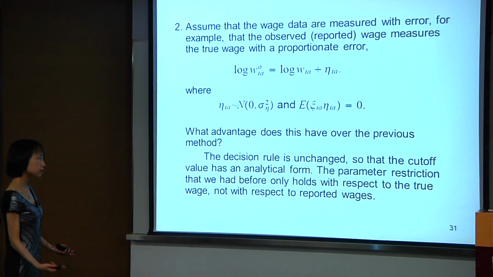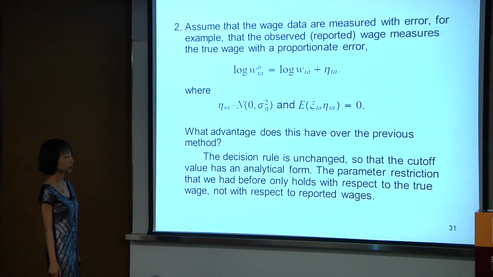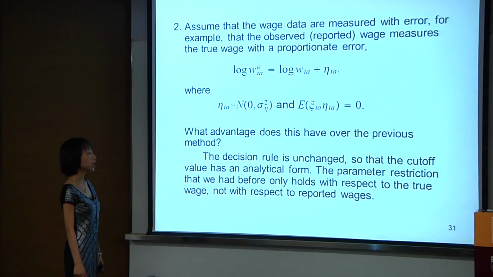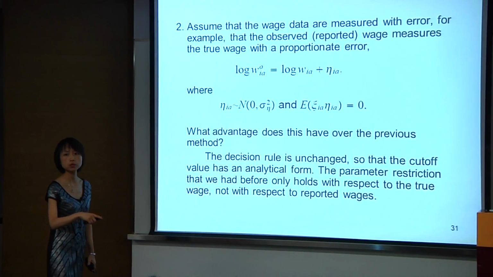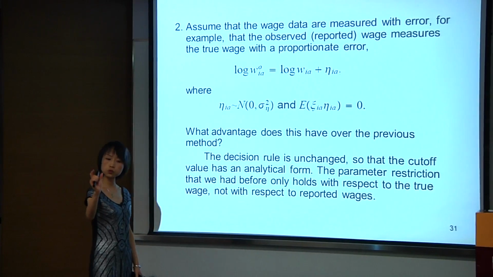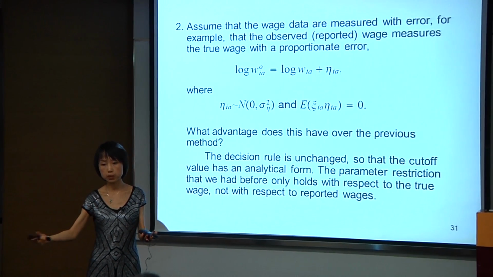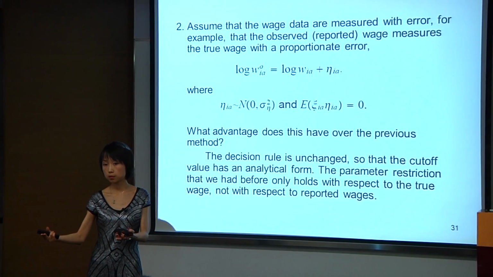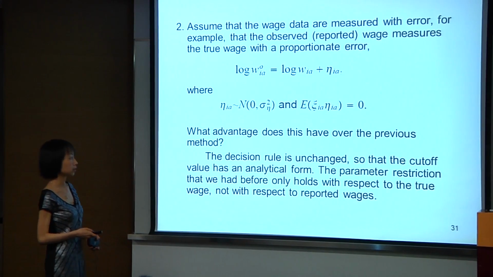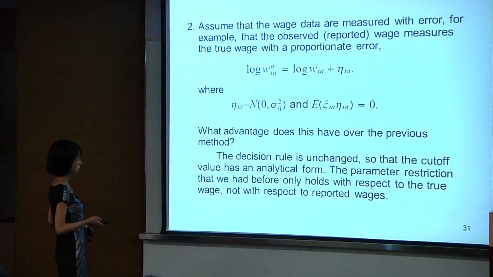Okay? So then you still have the cutoff value has an analytical solution, and the parametric restrictions we had before only hold with respect to the true wage, not with respect to the reported wage. In particular, your true wage has to be bigger than something in order for you to participate, but it doesn't mean that the reported wage has to be bigger than that thing. So that gets us around that degenerate situation.